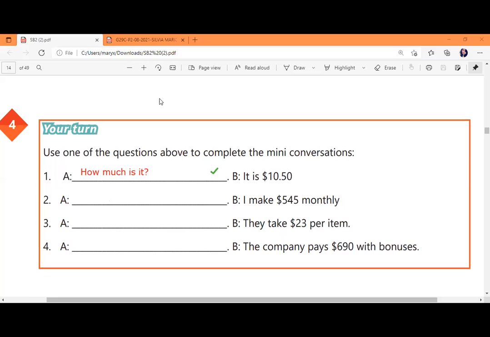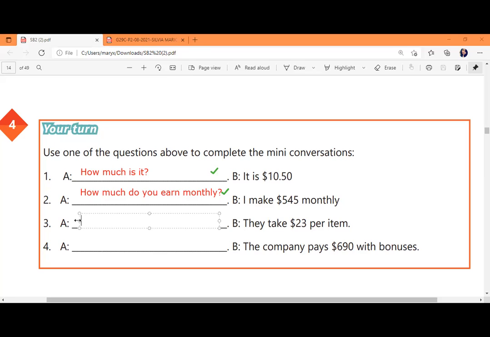Now let's go with number two. What do you have in number two? Who has the answer? Me. Okay, Marina. How much do you earn every month? Una de las dos va a utilizar. Monthly? No. How much do you earn monthly? Very good. Okay. I make 545 monthly. Do you agree with her? I do. That is correct. How much do you earn monthly? I make 545 monthly.